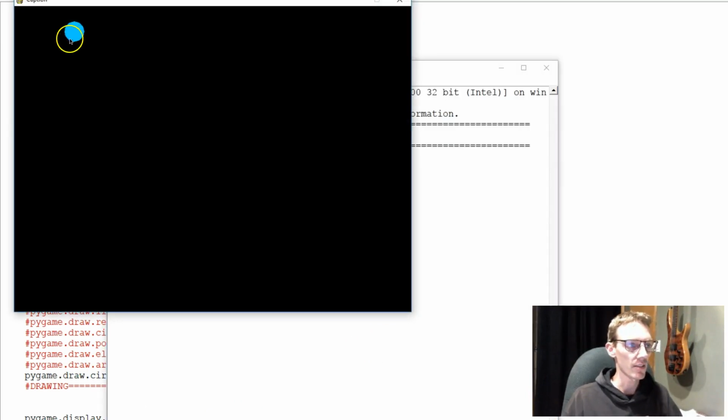So if I run this guy, oops, forgot to close off that bracket. So if I run this, you can see I've got this nice circle right here. It's got a radius of 20, which means it has a diameter of 40, and because I haven't changed the rest of the code, it should pop up over in this spot. You can see it does.